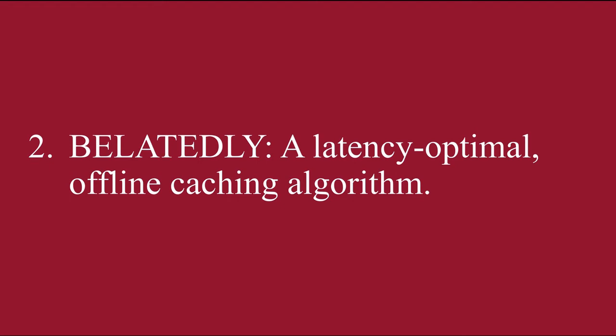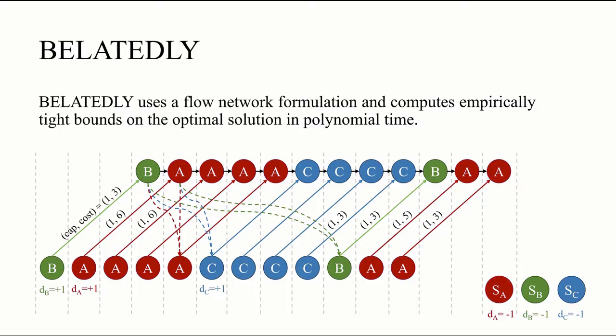To properly understand this problem, we start with the offline setting, where we assume an oracle with perfect knowledge of the future. We find the answer to the delayed hits problem in the form of a flow network formulation. Our offline algorithm, Belatedly, computes empirically tight bounds on the optimal latency in polynomial time.